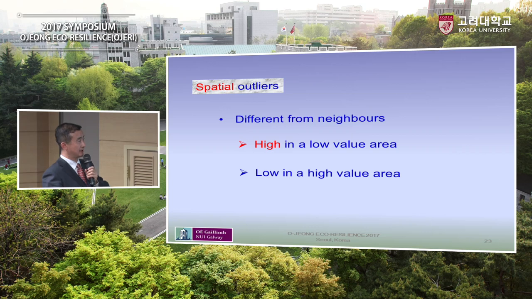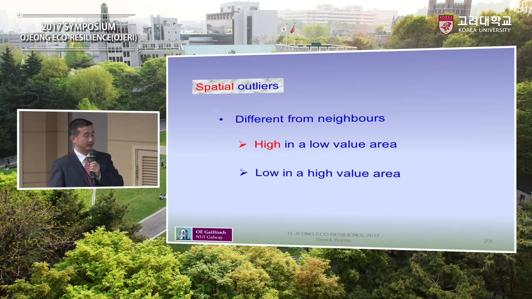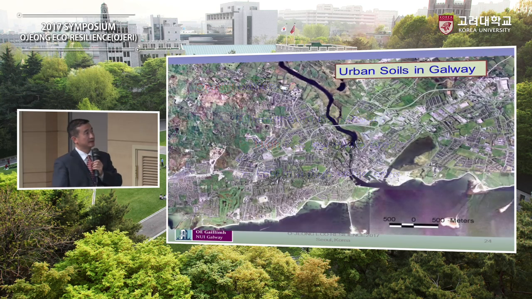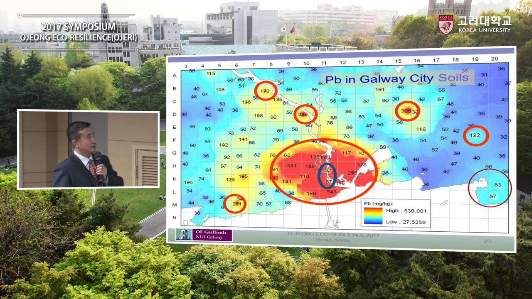Specifically, we're interested in, for example, a high-value area and a low-value area. Then how do we do that? I use an example of urban soil in Galway. I took 166 samples, and then we map them. Visually, we can see some potential outliers there. We see clusters: a high-value cluster, a low-value cluster, and those outliers. Visually, we can see them.